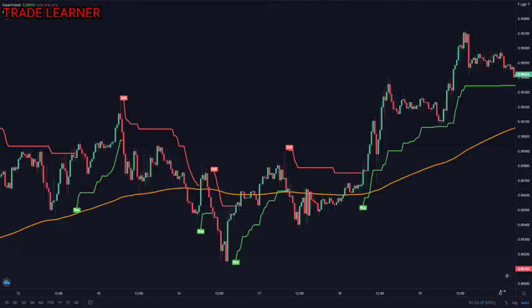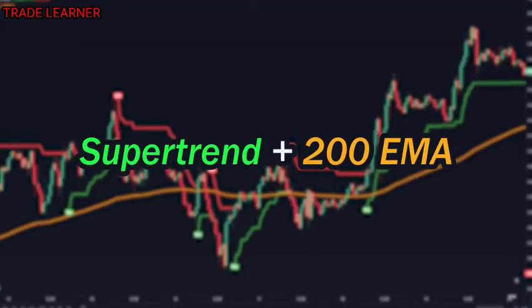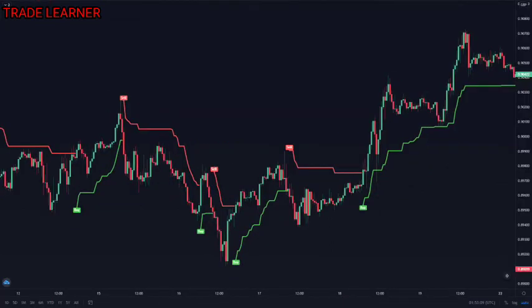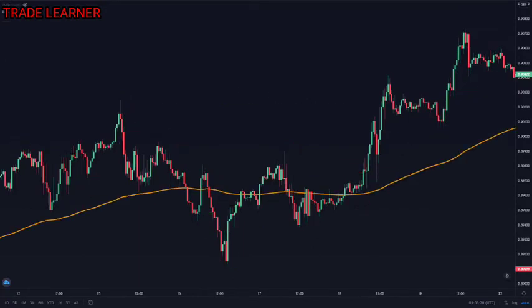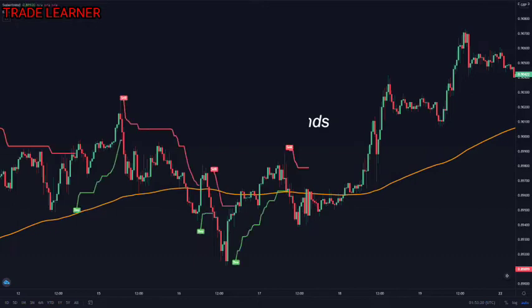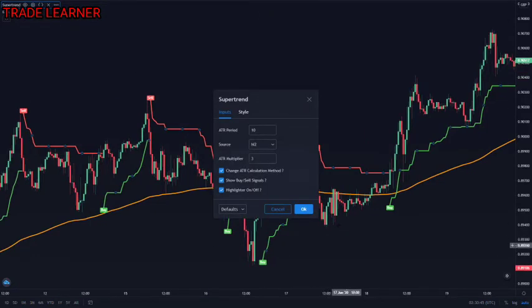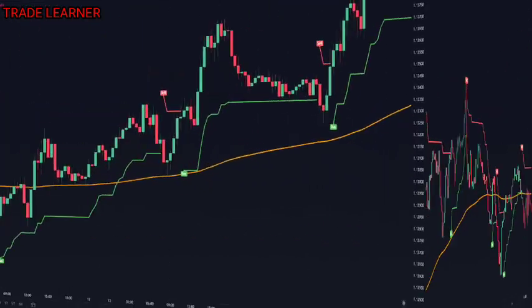The next strategy that I personally use when trading the SuperTrend indicator is by combining it with another indicator such as the 200 EMA. Because the SuperTrend can be used to detect short to medium term trends, and the 200 EMA line can be used to detect longer term trend, that is why these two can be the perfect combination. For this strategy, I'm using the default settings of the SuperTrend indicator.